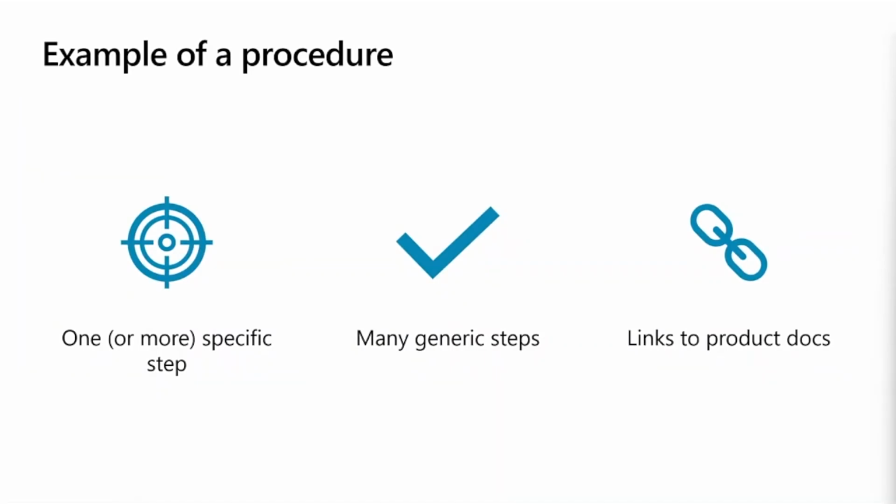An example of when to use a procedure is that there's one or more specific steps that need to be included for the reader to understand how to implement that scenario. And your procedure should include many generic steps and links to the product documentation that support how to create those detailed steps, or how to execute on those detailed steps.